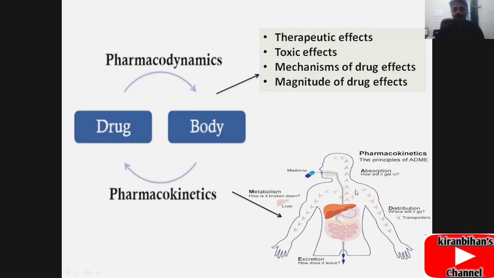During distribution, the drug has to reach the target sites where the drug acts, that is the pharmacodynamics. The drug will show the therapeutic effects or toxic effects through various mechanisms, through receptor or non-receptor mediated mechanisms. And we also study the magnitude of drug effects, like magnitude of efficacy.